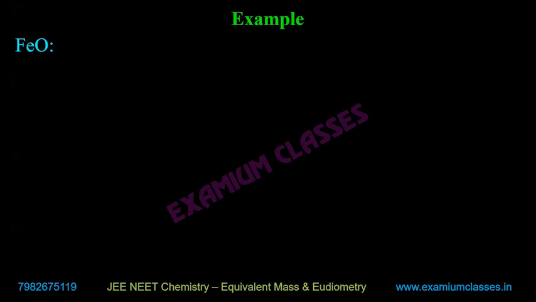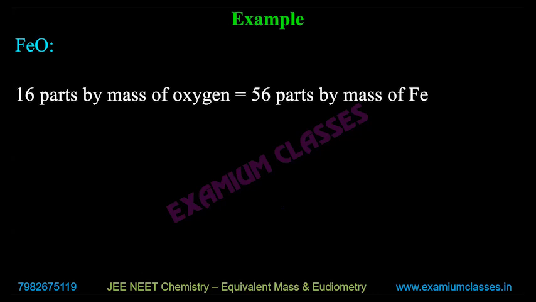Similarly, in FeO, the oxygen reference point is 8 parts. So in this case, you see 16 parts, because the atomic mass of oxygen is 16, okay, and iron is 56. So 16 parts of oxygen combined with 56 parts of iron. So 8 parts of oxygen will combine with 28. It means 28 will be the equivalent mass of iron in FeO.